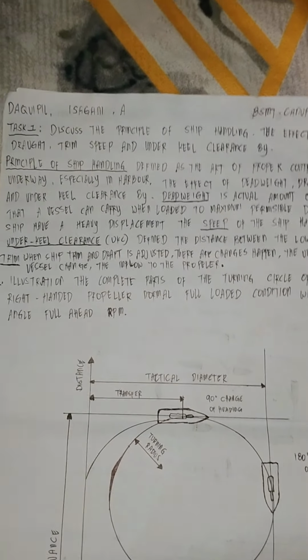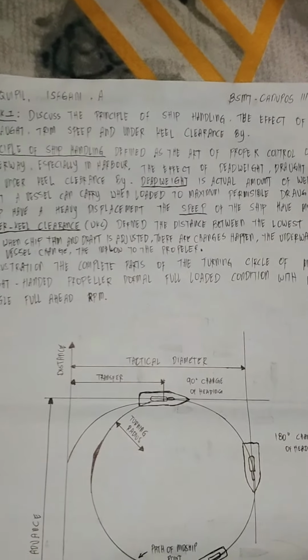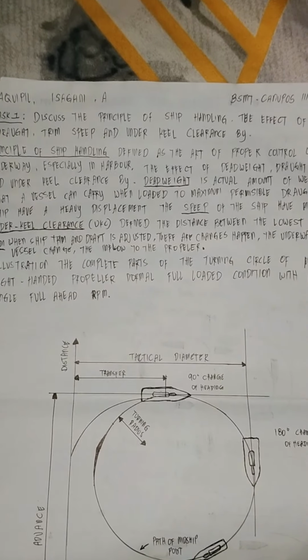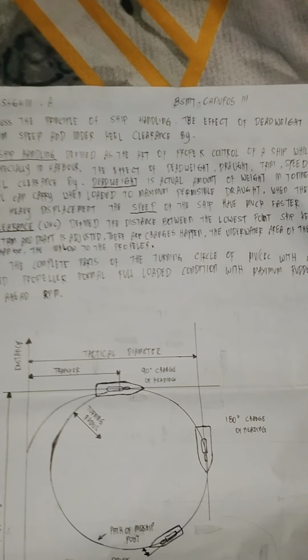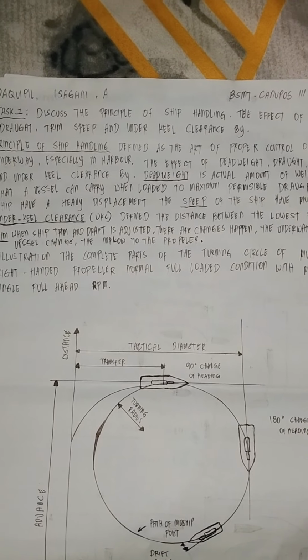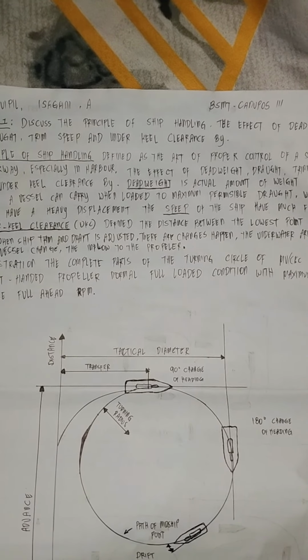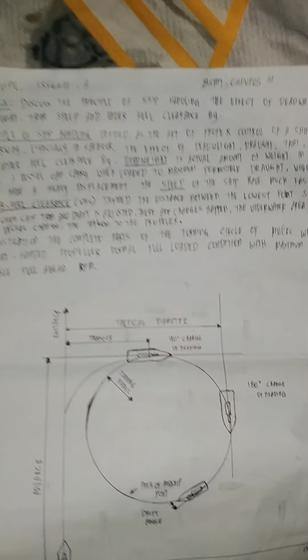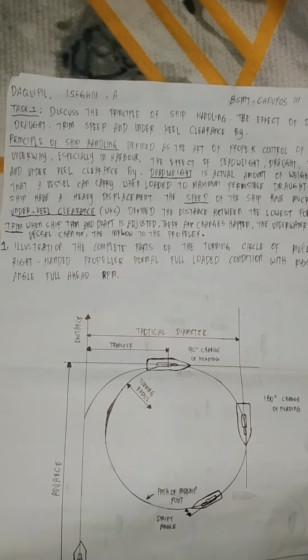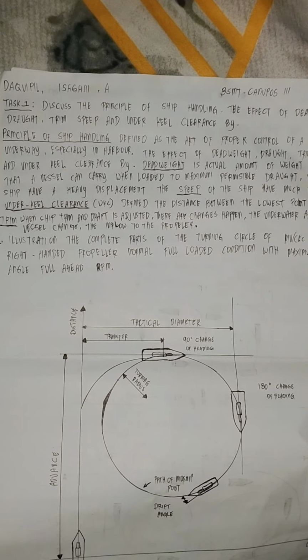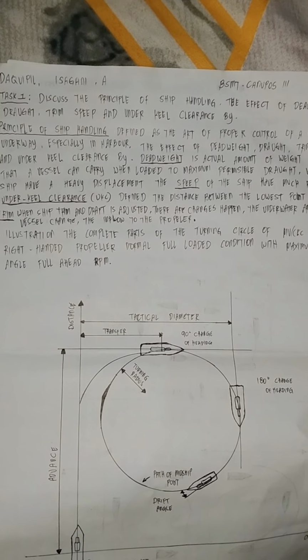Okay, this is my answer in CO1. Task 1: Discuss the principle of ship handling and the effect of deadweight, draft, trim, speed, and under keel clearance. The principle of ship handling is defined as the art of the proper control of a ship while underway, especially in harbor. The effect of deadweight, draft, trim, speed, and under keel clearance.